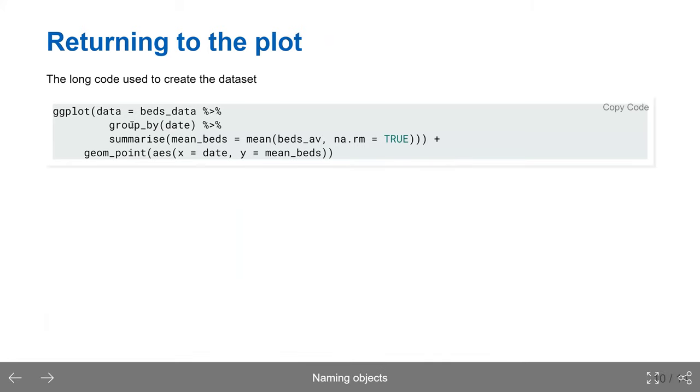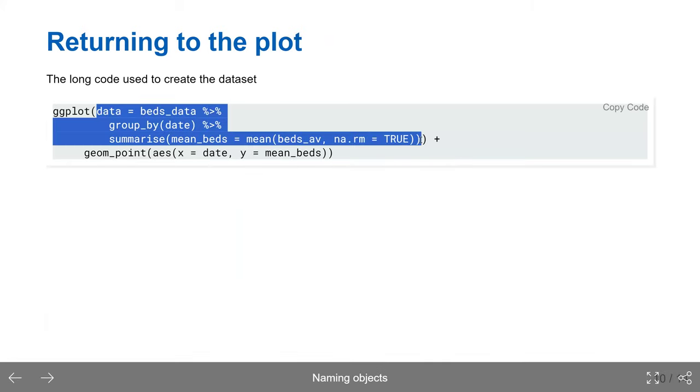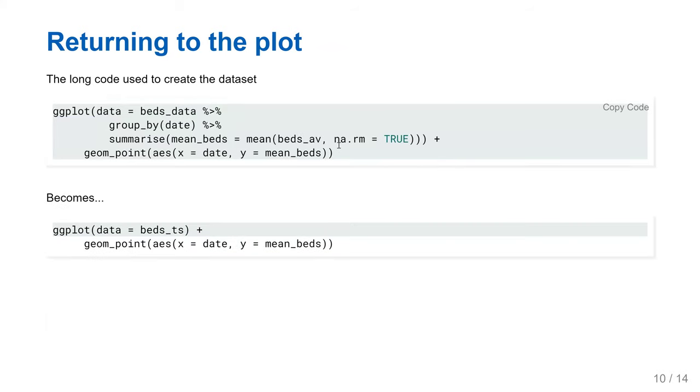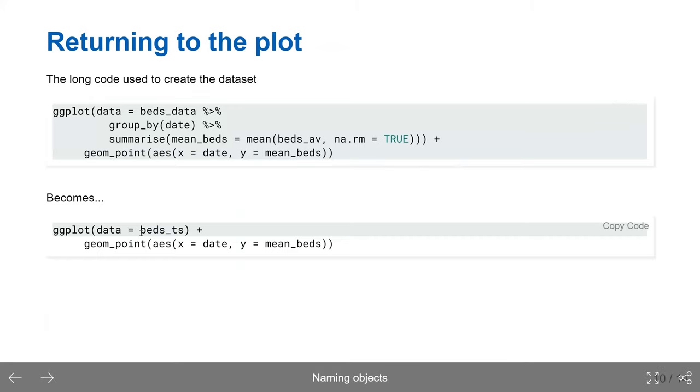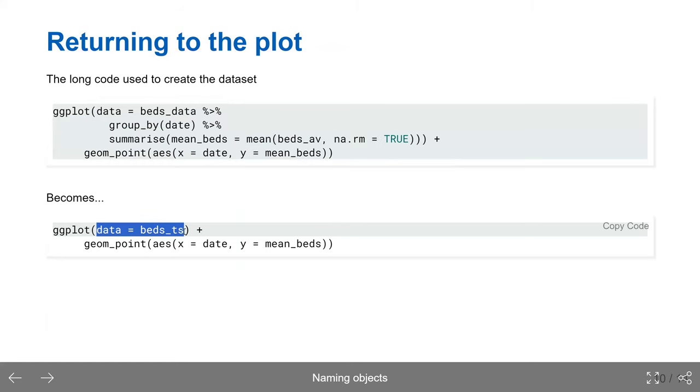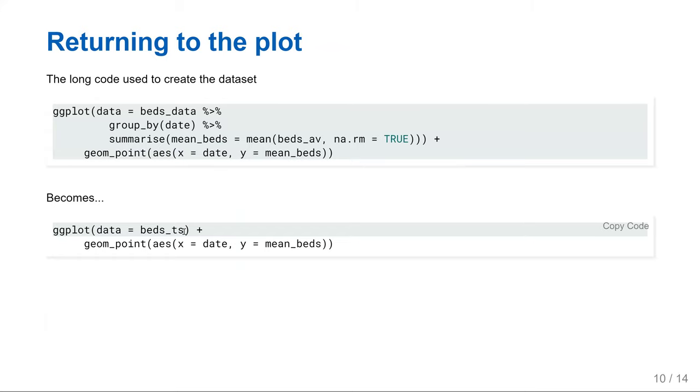Returning to the plot. Once again, this is a long code that you want to avoid because it's sore on the eyes. It is much cleaner if you just do data equals beds underscore TS, because you're saving this entire thing as its own thing called beds underscore TS. Then all I need to do is call that one data set, and it keeps the script much cleaner, much nicer looking and much more accessible for other people. Also, if you're doing one plot, you might want to do another plot using the same data set. So just save the data set so you can reuse it.